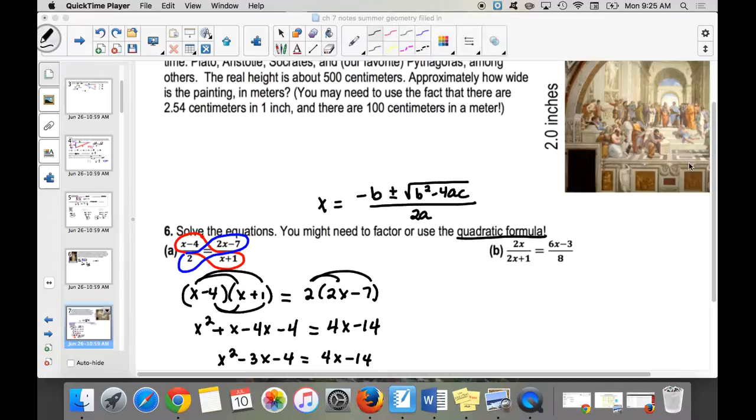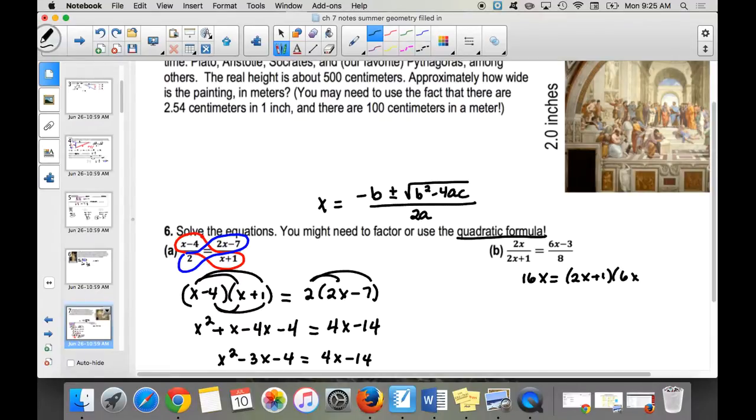Cross multiply, you should get 16x equals, and then you're going to have to FOIL out the 2x plus 1 times 6x minus 3. And when you do, you get 12x squared. The outer becomes negative 6x. The inner is plus 6x. And the last is minus 3. Did you guys all have that?